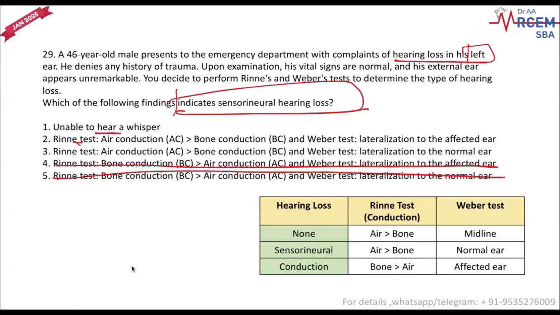Unable to hear a whisper is very non-specific. It is not able to differentiate between a conductive and sensory neural deafness. Now we have two things available here. Out of the two things, Weber's test lateralizing to the normal ear is suggestive of a sensory neural deafness. So this one is the right answer.